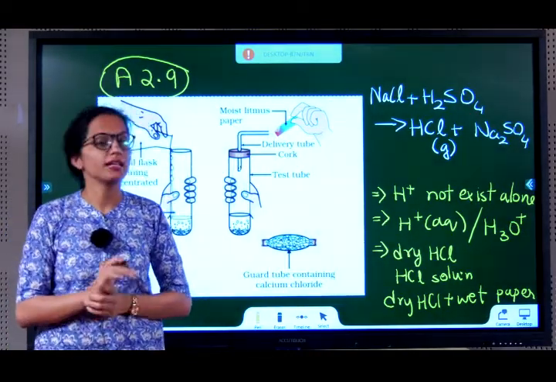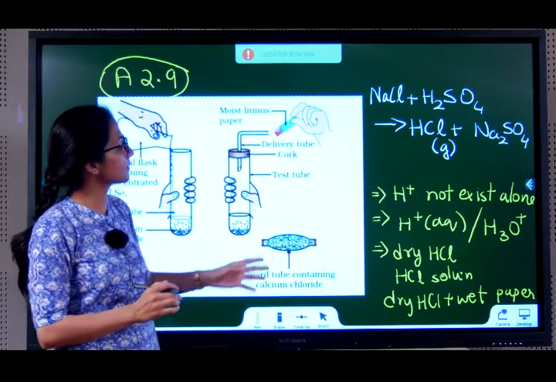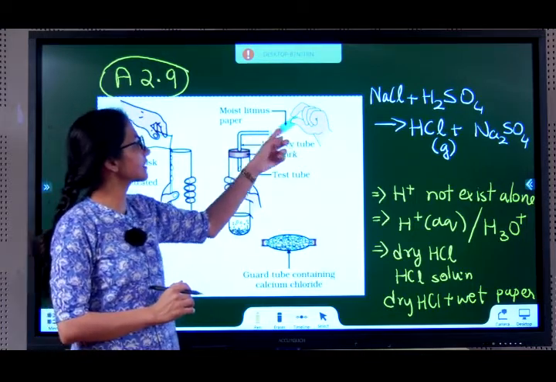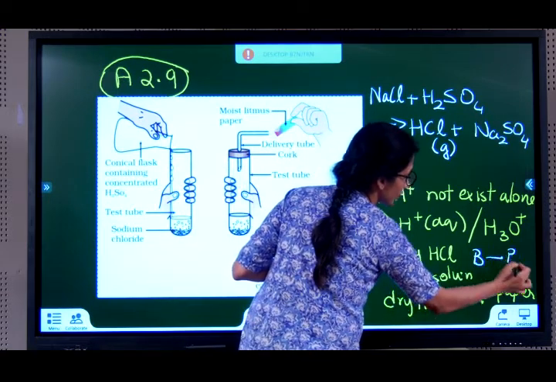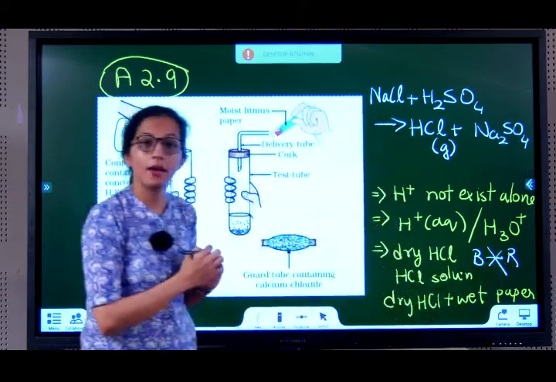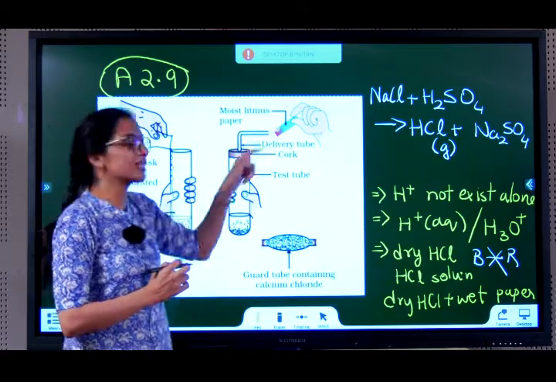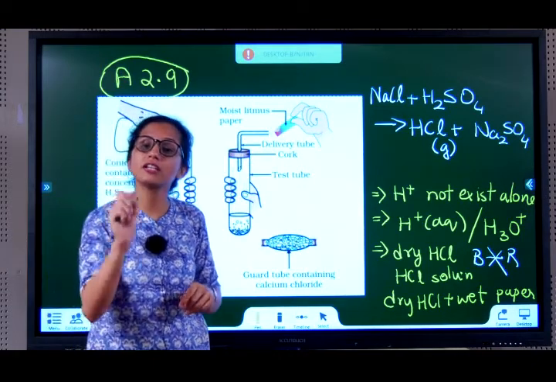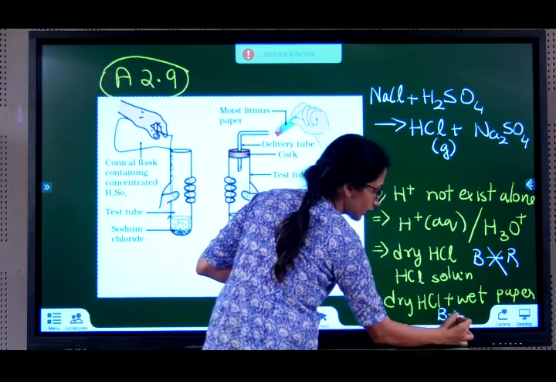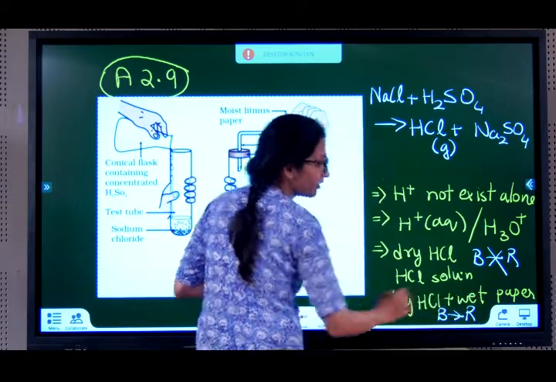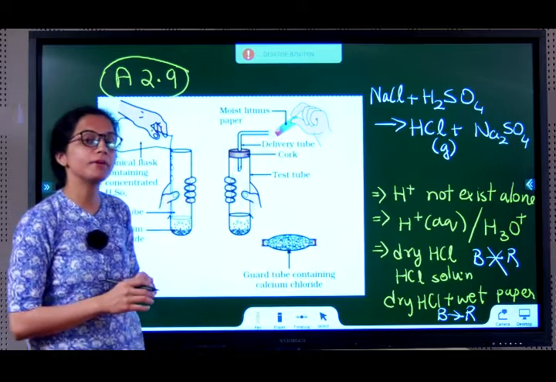Do you agree? Yes. But you will observe that this dry HCl gas coming does not change the litmus paper from blue to red. It does not happen. But if I wet this litmus paper, or I use a moist litmus paper, then you will observe that it is turning blue to red. Wet litmus paper is turning from blue to red.